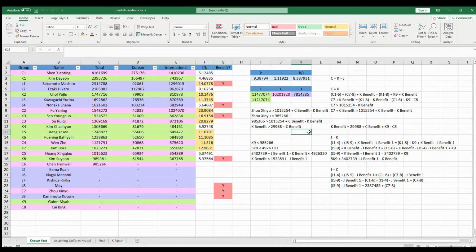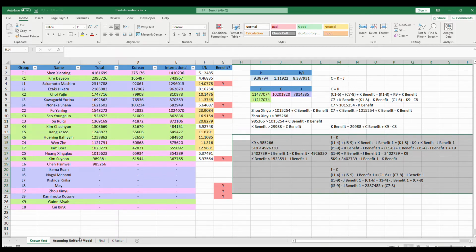Equations involving J group are more complicated because there are trainees who receive the benefit and survive, and those who receive the benefit and are eliminated. If we do the same, let J benefit 1 be the benefit received by the survived trainees, we will arrive at these inequalities.